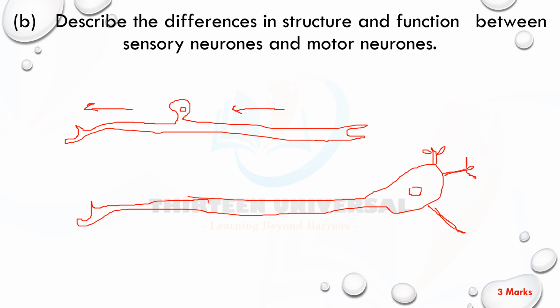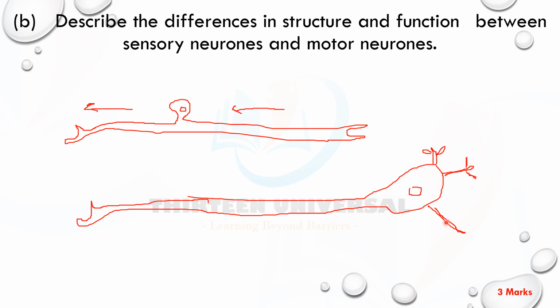So you can see, guys, that this is in between the axon and dendron, while the cell body of the motor neuron is at the end of the neuron. What is the next difference? The cell body of the sensory neuron has no dendrite, while the cell body of the motor neuron has dendrites.